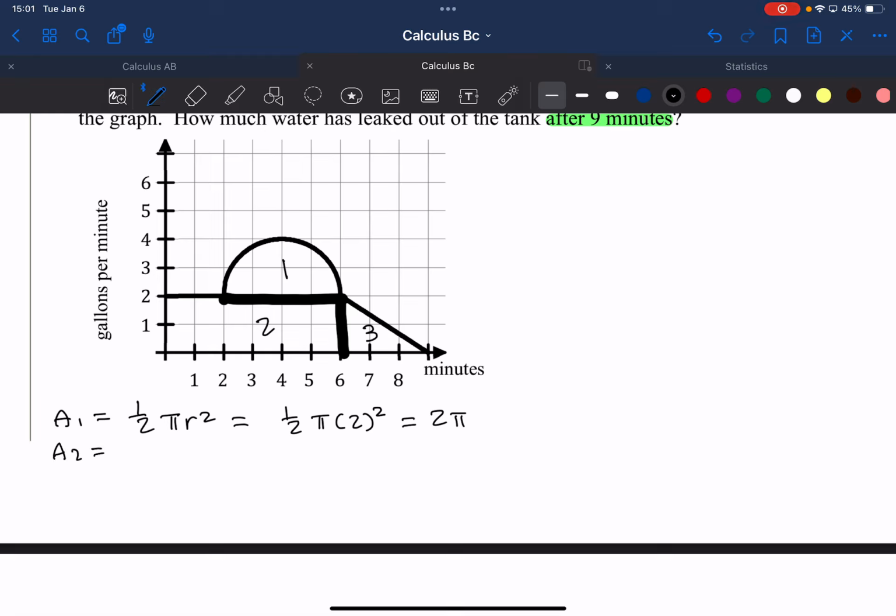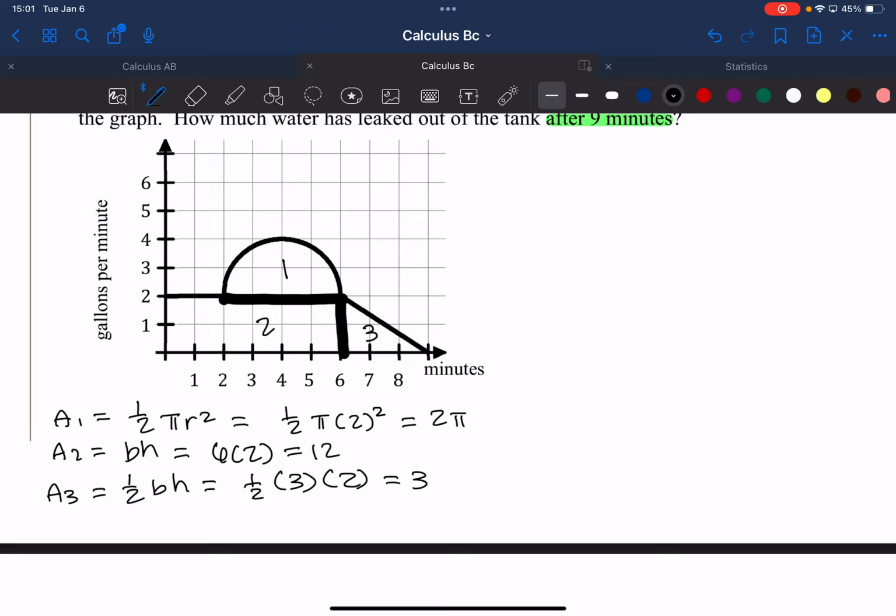Now let's talk about the area of the rectangle. We said above that that's base times height. What is the base in this case? 6. And what is the height? 2. So what's 6 times 2? 12. And then the last one is the area of that right triangle. What's the area of a triangle? 1/2 base times height. So we have 1/2 times, what's the base? 3. And what's the height? 2. So we have 1/2 times 6, which is 3.